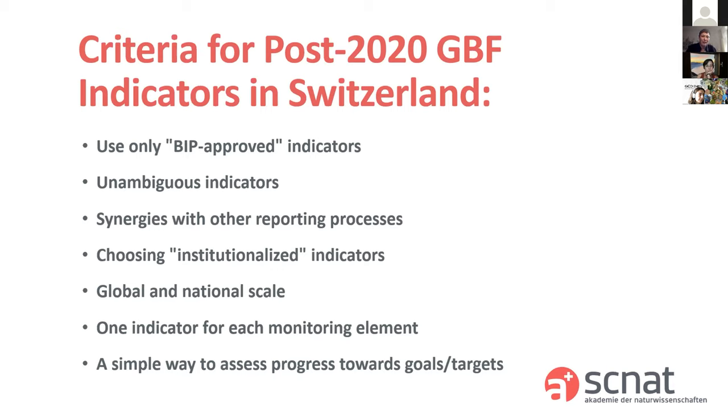Then some criteria which relate the indicator with the target. Is it unambiguously measuring the aim of the target? Preferably, we would like to have just one indicator for each monitoring element, and they should be addable. For example, different ecosystems could just add up to ecosystem extent covered.